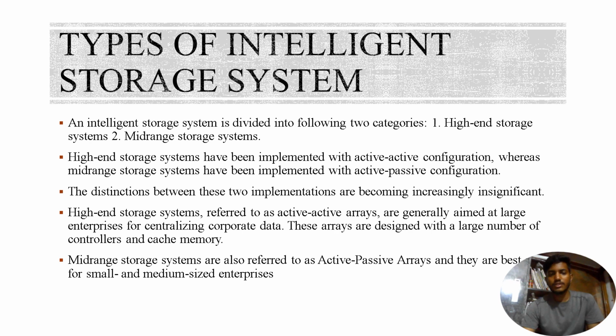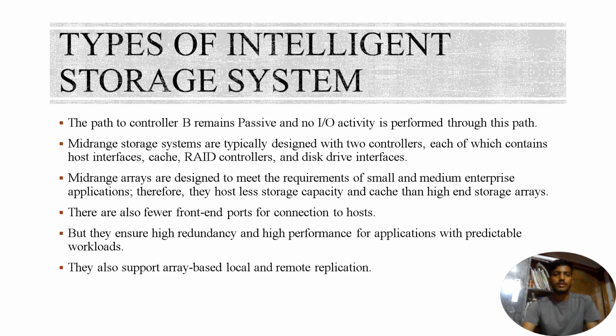High-end storage systems refer to active-active arrays and are generally aimed at larger enterprises for centralizing corporate data. These arrays are designed with a large number of controllers and cache memory. Mid-range storage systems are also referred to as active-passive arrays, and they are best suited for small and medium-sized enterprises. The path to controller B remains passive, and no I/O activity is performed through this path.